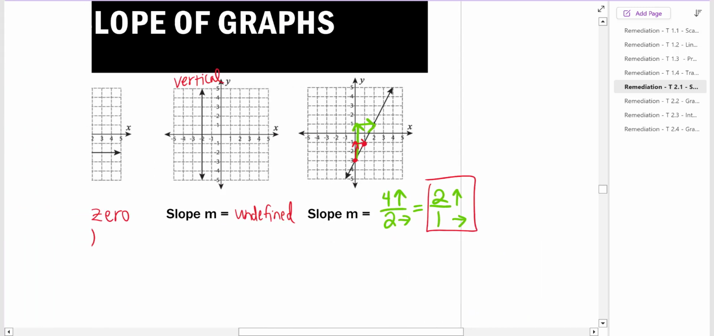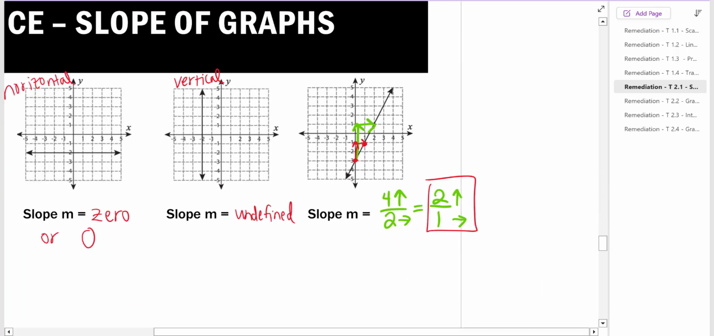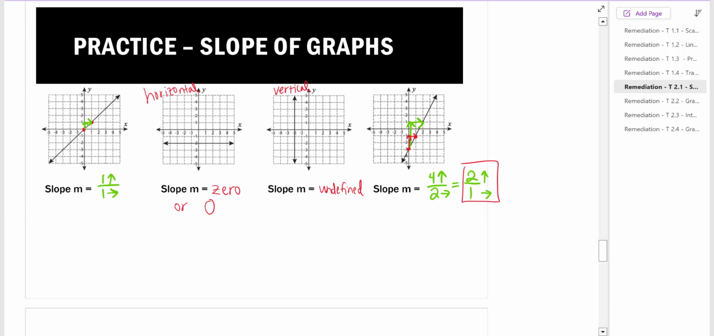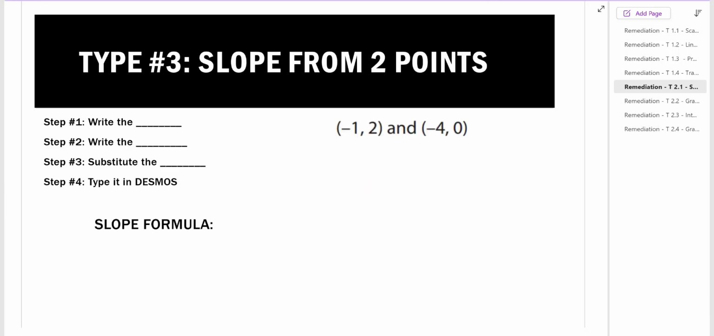All right. So now we're going to do the last type. The last type is finding slope from 2 points. So first step is to write the names. Okay, if you don't do this step, you are likely to make a mistake in the problem. Okay, so paso número 1 es escribe los nombres.